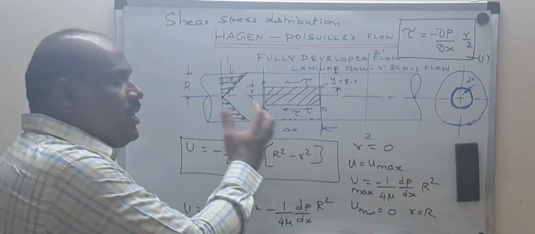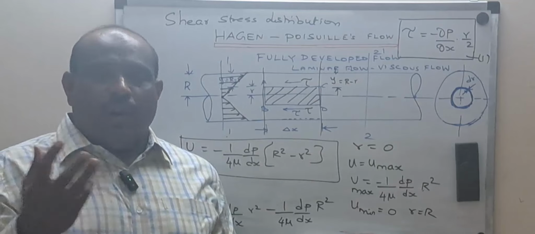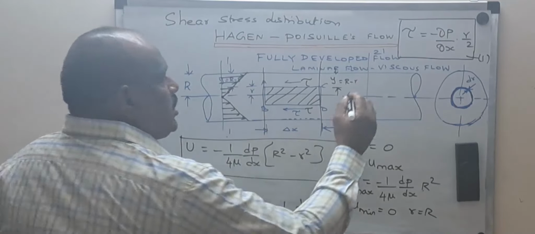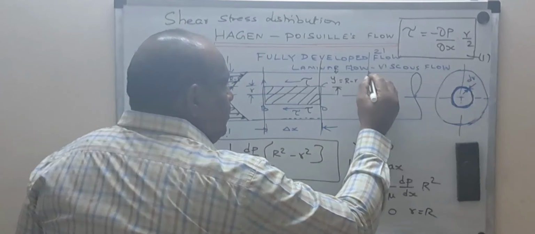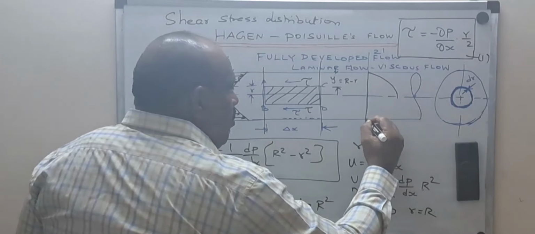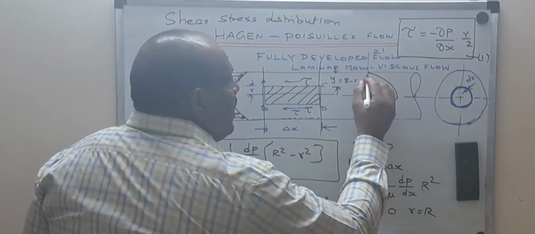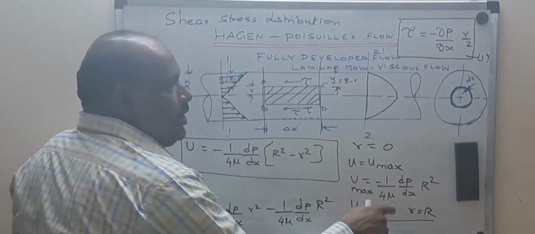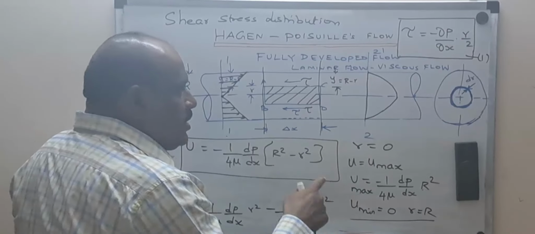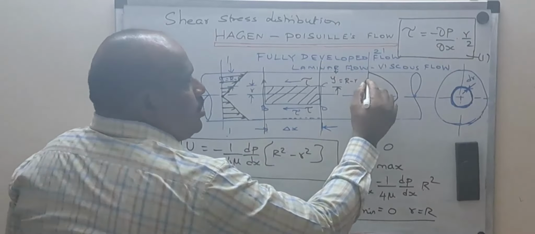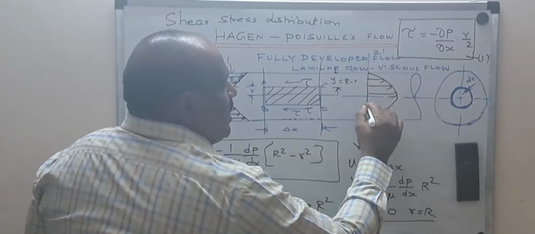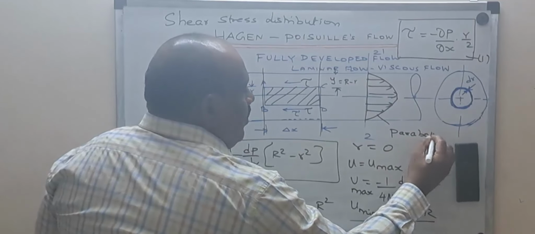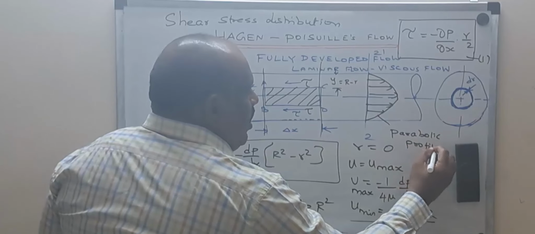This equation takes the form of a parabola, so my velocity profile will be like this. What are we getting from this profile? The velocity at the walls is 0, here and here, and the velocity will be maximum at the center, when r equals 0. So we can see a parabolic profile is obtained for the velocity.